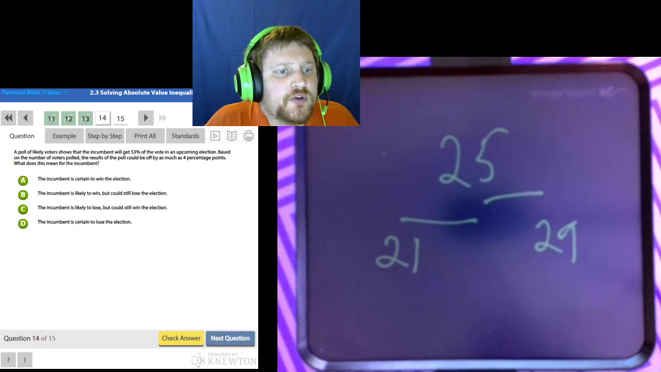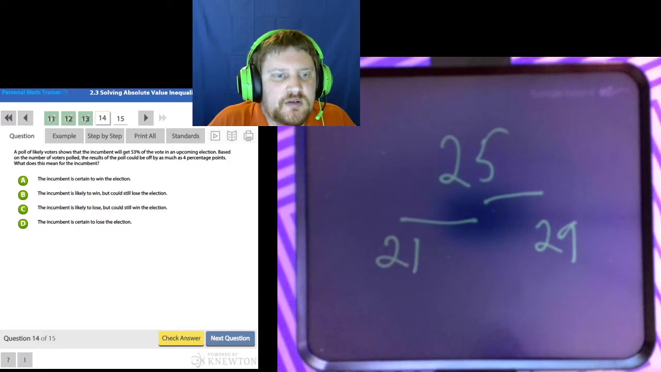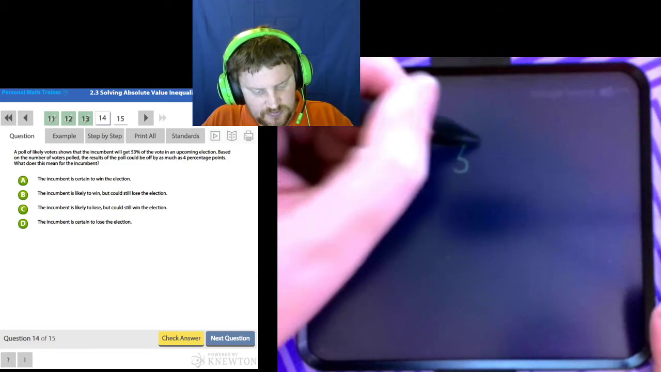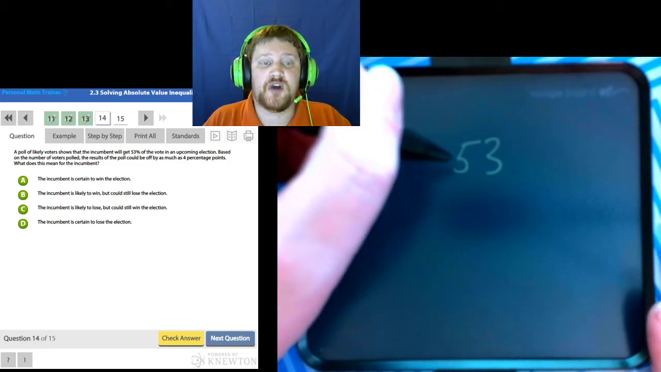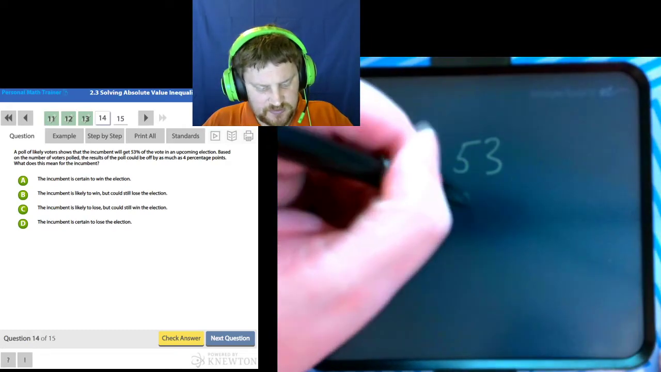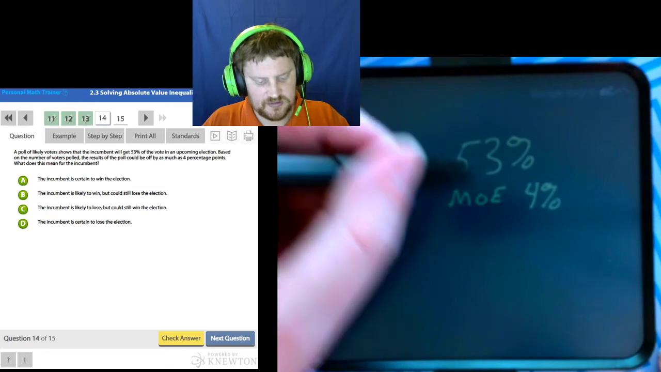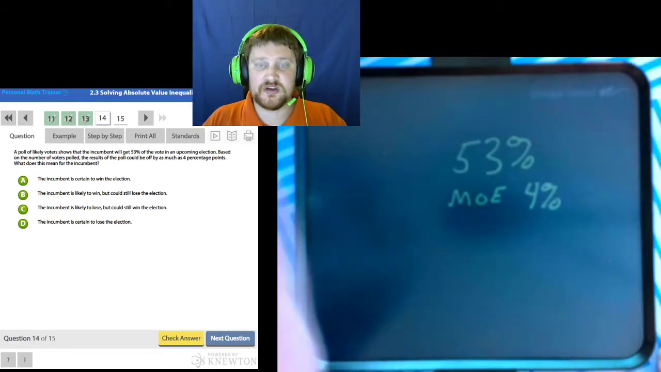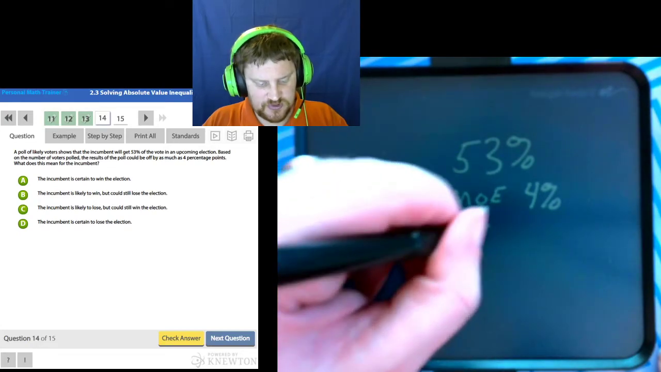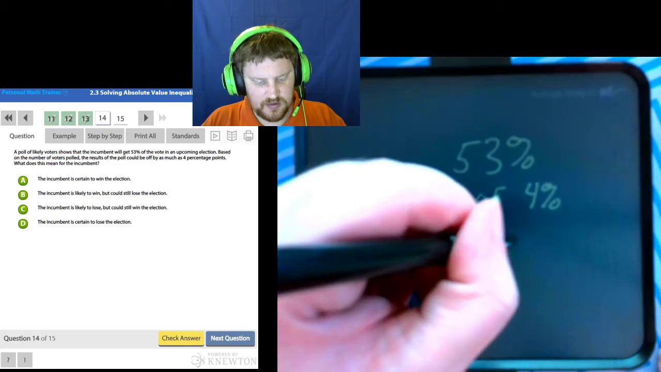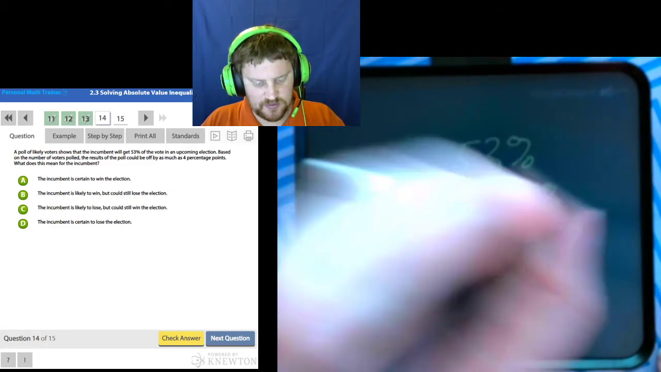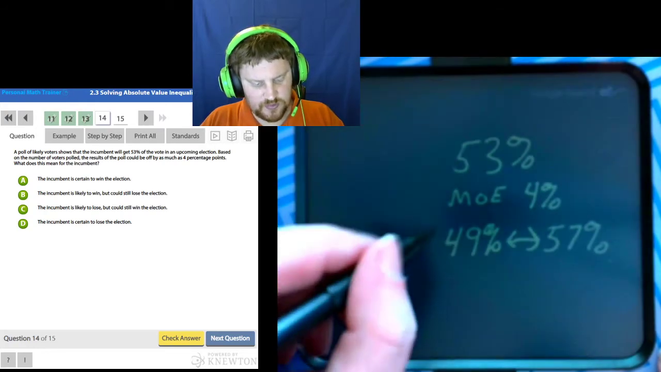The poll of likely voters shows that an incumbent will get 53% of the vote in an upcoming election. Based on the numbers of voters polled, the results of the poll could be off by as much as 4 percentage points. What does this mean for the incumbent? So, if the average is 53, and the technical polling term for how much it can be off by, or the stats term, is margin of error. So this is a poll that says 53% with a margin of error of 4%. So that means the actual percentage he's going to get, according to this poll, should be between 49%, which is 53 minus the margin of error, and 57%. So the real number should be somewhere between these two.